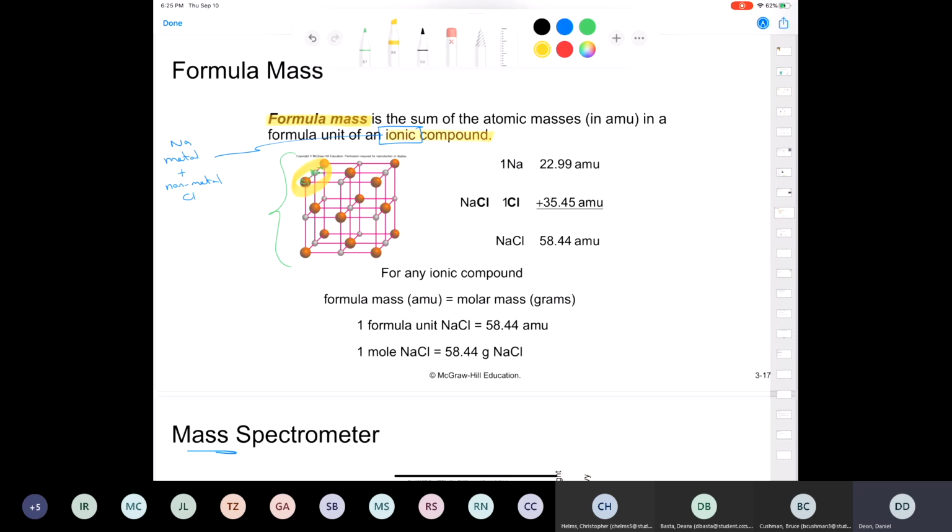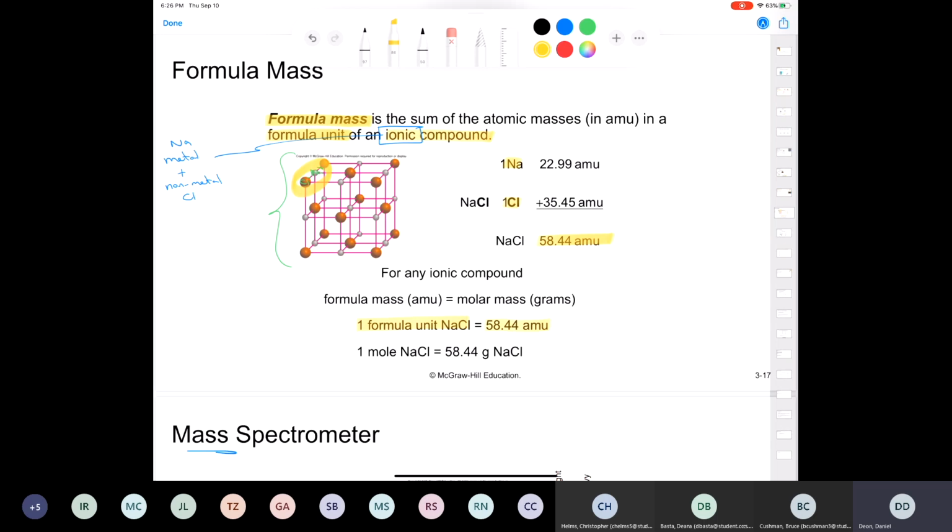And we call that a formula unit. If you were to write Na10Cl10, it's still a 1-to-1 relationship, but it's not the lowest whole number relationship you could have. So that's what a formula unit is. If I add up the atomic mass of 1 sodium and 1 chlorine, I get 58.44 atomic mass units. That means 1 formula unit of sodium chloride weighs 58.44 atomic mass units.